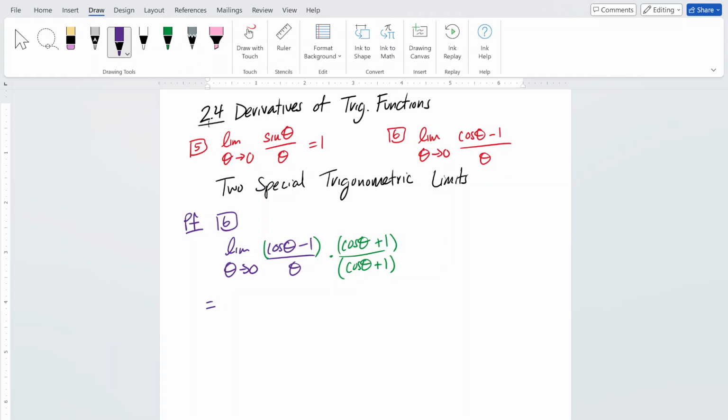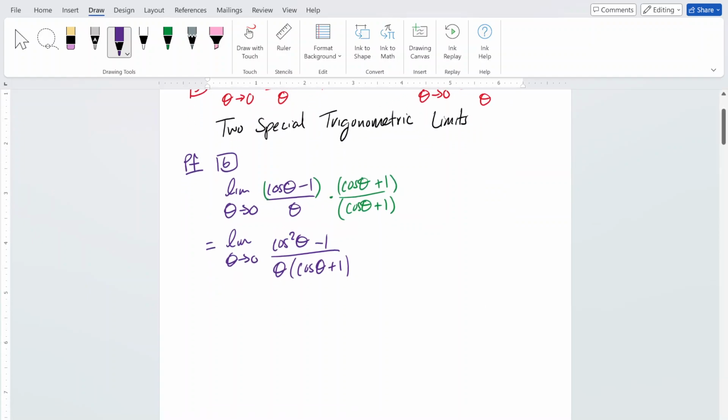So in the numerator, distributing cosine theta to the cosine theta plus 1, I get cosine squared theta plus cosine of theta, essentially minus the cosine theta when I distribute the negative 1, and then negative 1 times that 1 is minus 1. So I'm really left with cosine squared theta minus 1. And underneath I have theta times (cosine of theta plus 1). Make sure you put parentheses, otherwise the theta looks like it's only attached to the cosine.